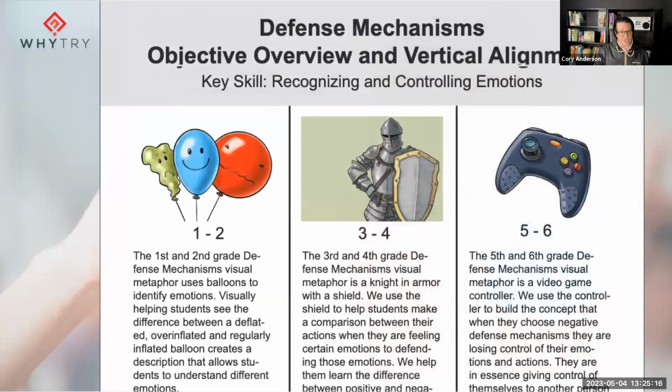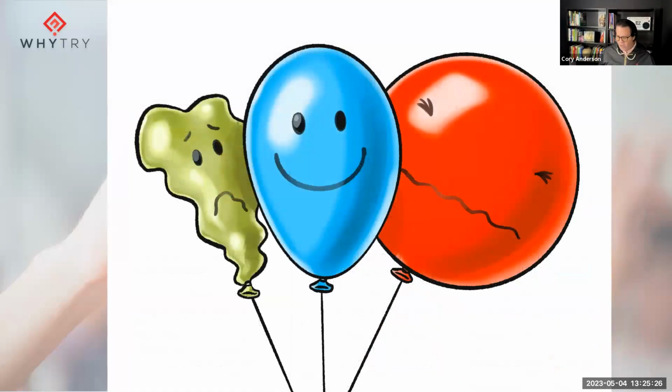The next unit we teach is called defense mechanisms. The key objective here is learning to recognize and control emotions, right? Emotional regulation. And we start in 1st and 2nd grade with these balloons. So we represent emotions with balloons, and we start to identify certain emotions that are inflated, certain emotions that are deflated, and how they impact us. So we're really trying to help students learn how to identify emotions and a little bit how they impact us.